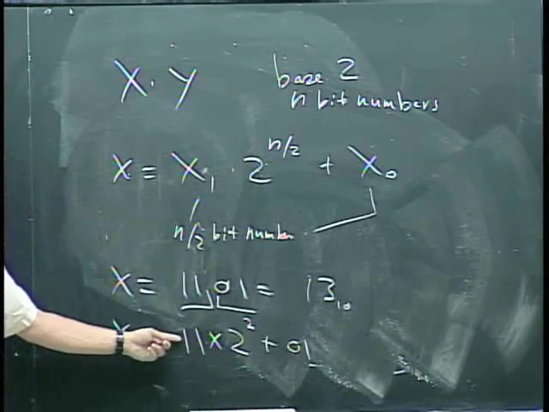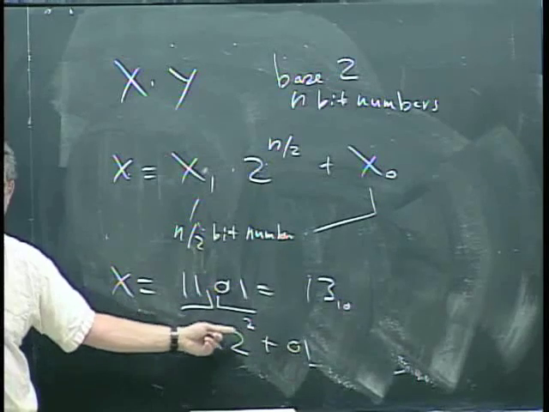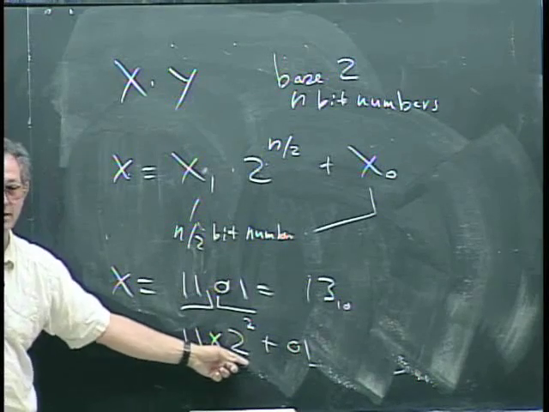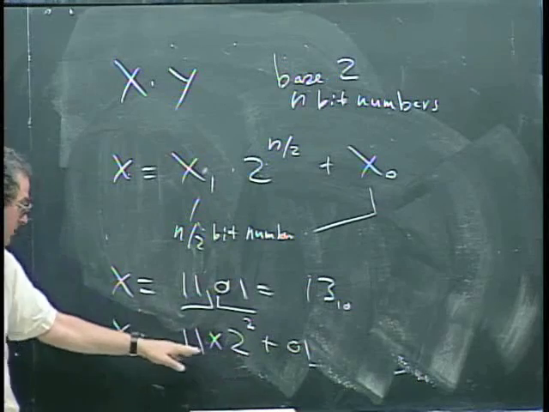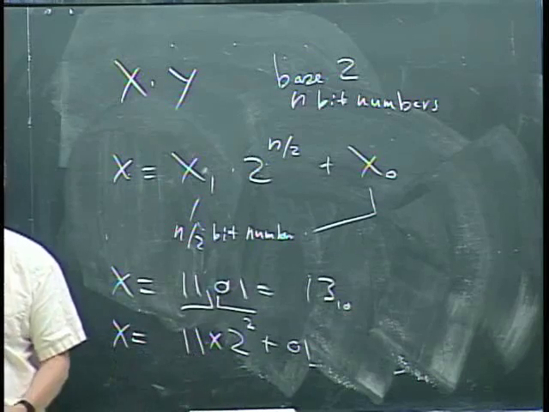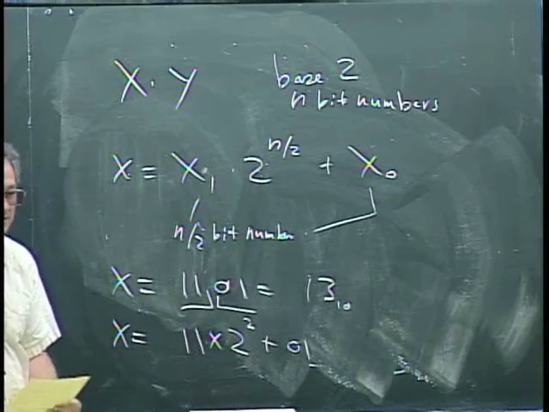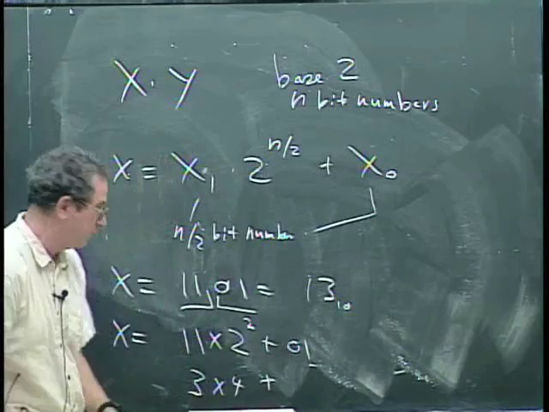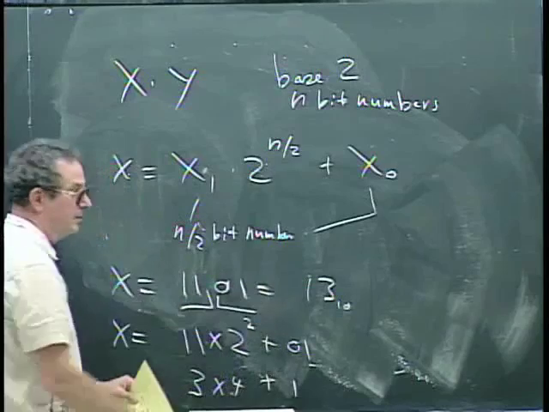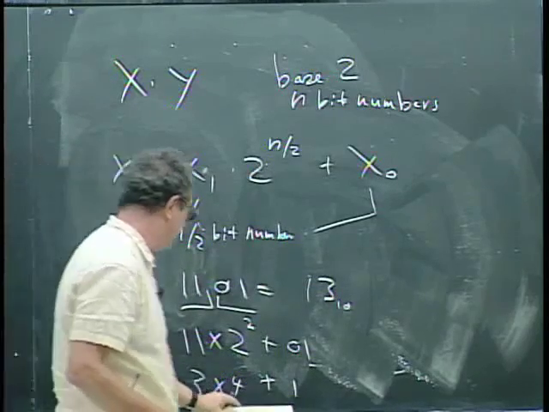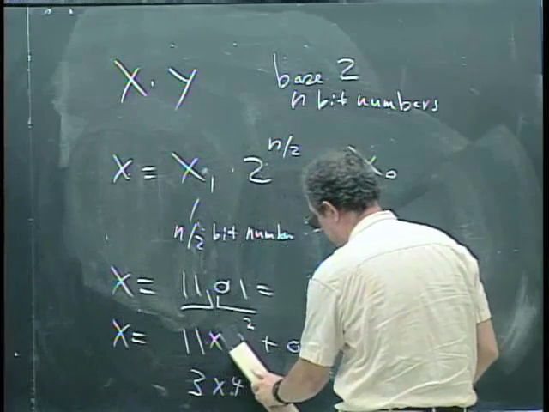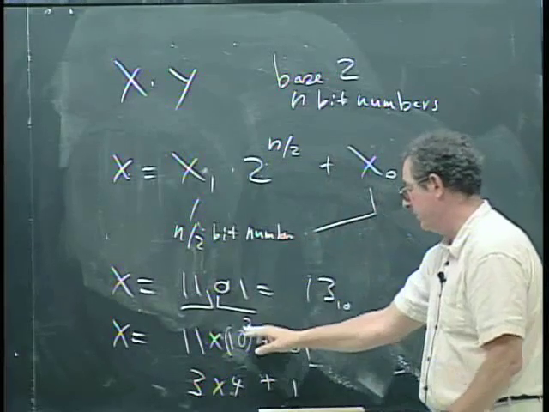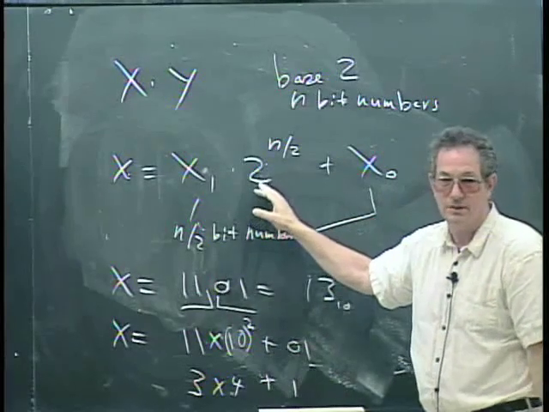Now, I'm mixing base 2 with base 10, but I hope everybody forgives me for that. So this is actually binary 11. What's binary 11 in base 10? 3. And this 2 squared is 4, and this is 1. So this is 3 times 4, which is 12, plus 1, which is 13 base 10. If I wanted to be completely rigorous, I should have written this 2 in base 2. But here I wrote it in base 10, because 2 is not in base 2, right?